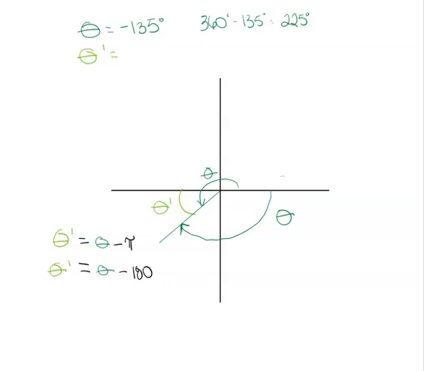Since we know that it's in the third quadrant, we have to take the number 225 degrees, and because we're in degrees now, we're going to subtract 180 from it. And when we do that, we get 45 degrees. So the reference angle for negative 135 degrees is 45 degrees. Reference angles will be positive. We're not talking about direction with these.